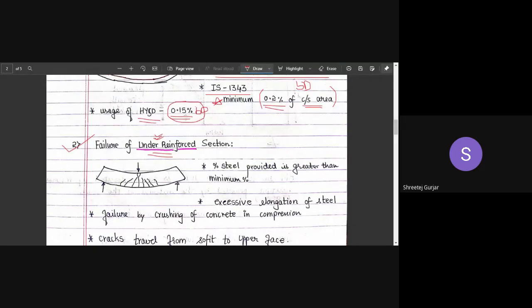I think the answer is already on the screen. I think the answer, the part answer: enough warning before failure, sir. Right, very good answer. So that is what. Okay, that is why we provide under reinforced section, right?